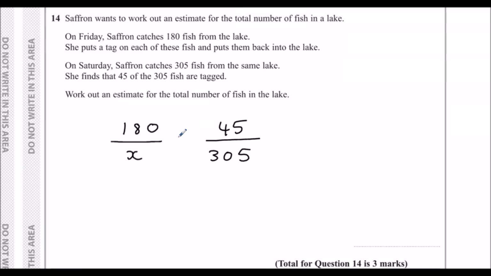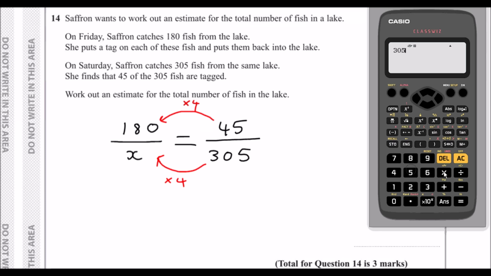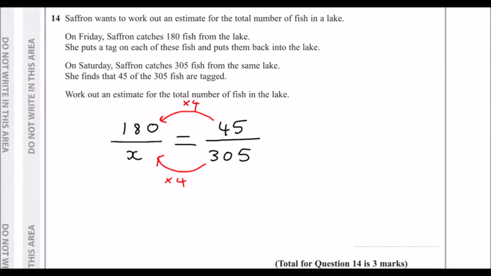So these two should be equivalent fractions. They should be equal, because the proportion of fish with a tag on shouldn't have changed between the 2 days. So how can we work out x? To get from 45 to 180, we times by 4. 180 divided by 45 is 4. So if we times the top number, the numerator, by 4, we also times the denominator by 4. So 305 times 4 is 1,220.